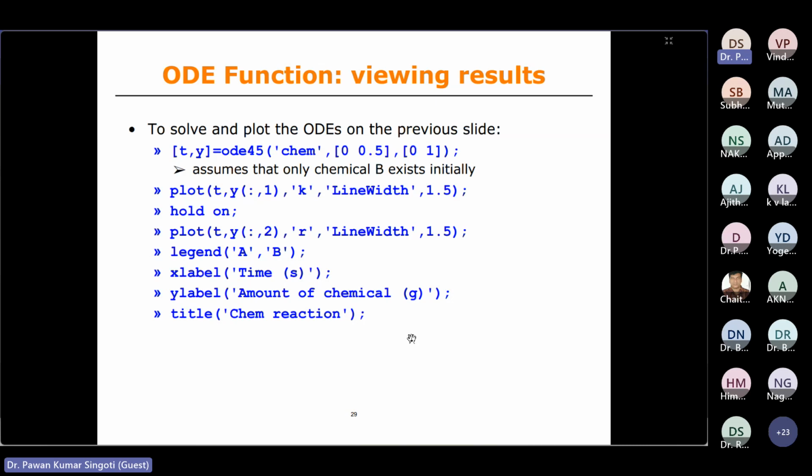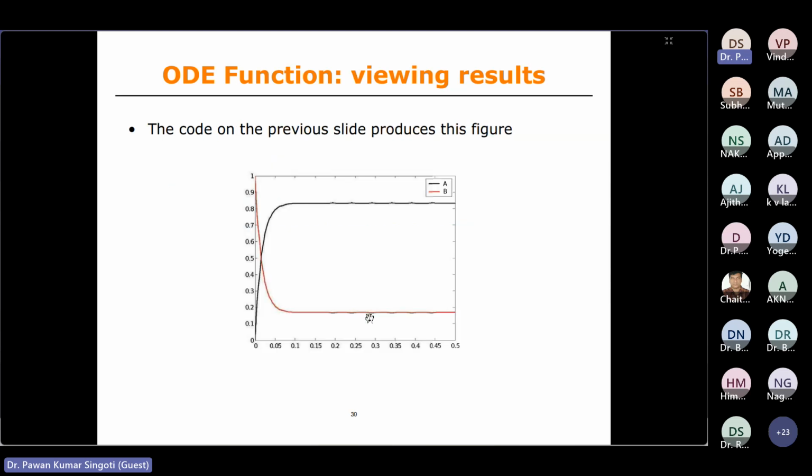So how we can read the result with the help of plot. Also we can see the result. Plot t comma y, all rows first column. Like already shown to you, plotting already shown to you. So to see the output, you can type these after writing your code. So this is how we can see your output with the help of these plotting commands.